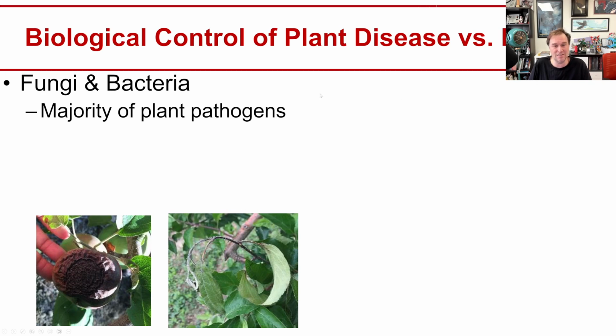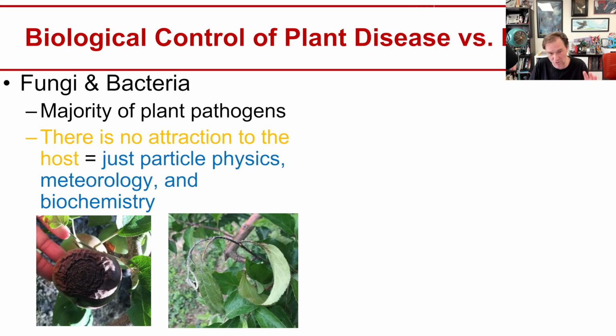What else is a little different? Well, most of the diseases are caused by fungi and bacteria, such as this beautiful fire blight and that bitter rot of apples caused by Colletotrichum. There's no attraction to the host whatsoever. It's just particle physics, meteorology, and biochemistry. These particles of bacterial cells and fungal spores are just moving according to the principles of meteorology and biochemistry, host-pathogen interactions. And so in that sense, you're not going to be trapping for them.